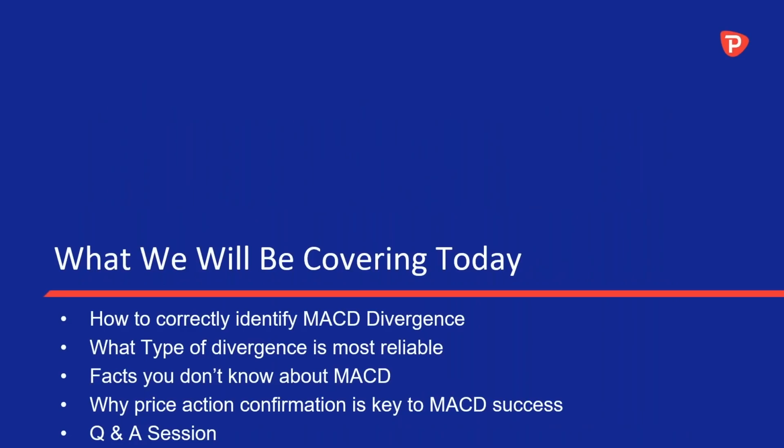So what are we going to be covering today? We're going to be looking at how to correctly identify MACD divergence, something a lot of people don't do correctly, I think, Ty. What type of divergence also is most reliable? Now, this is one that we're going to add a little bit of our real world trading experience to, because it's not always the one that the textbook says is the best in the real market, and we'll explain that. Facts you don't also know about MACD, and of course why price action confirmation is key to MACD's success.